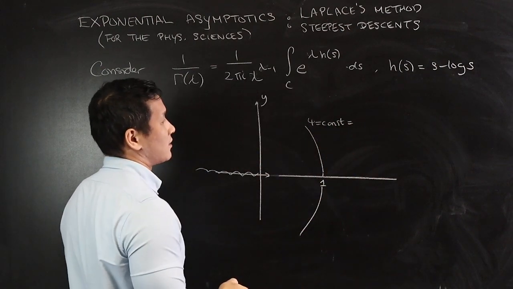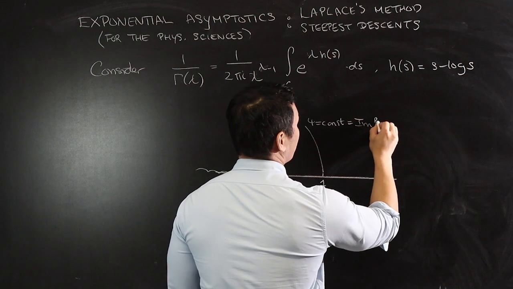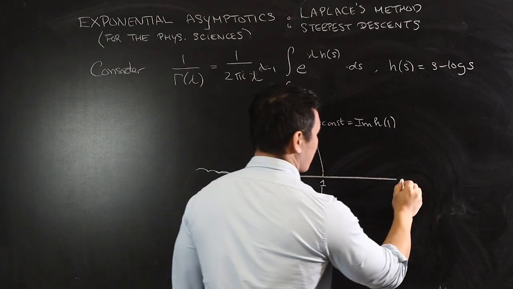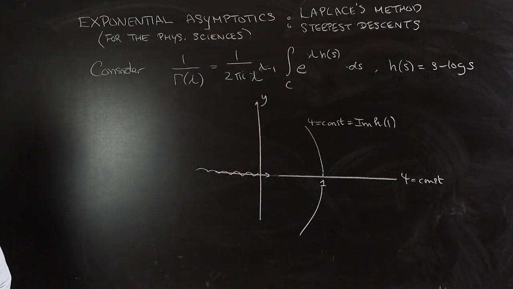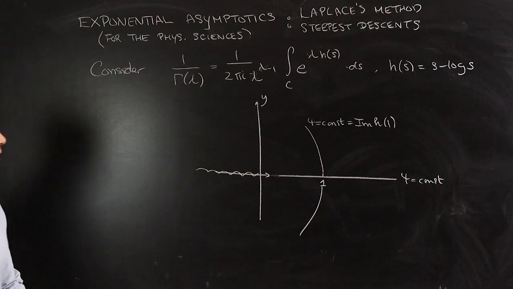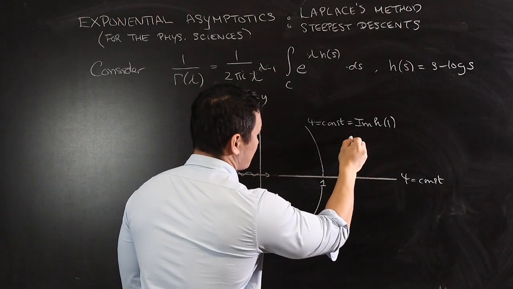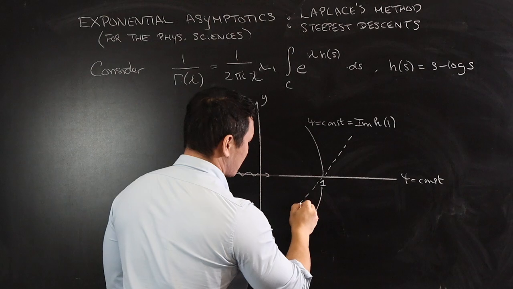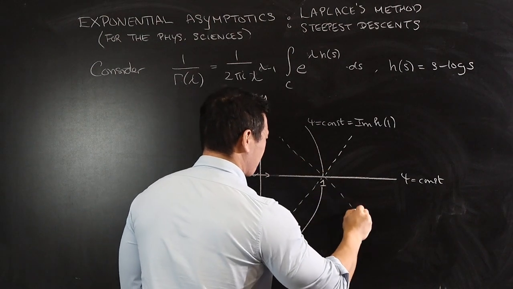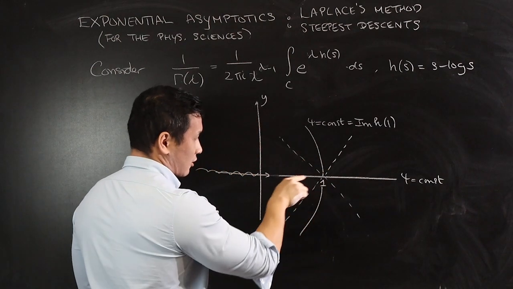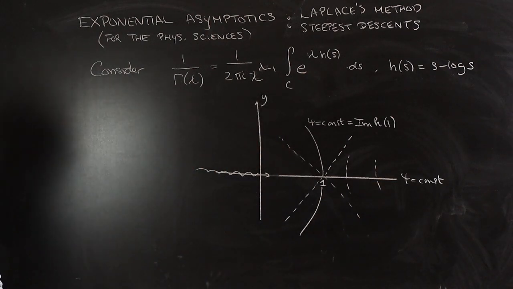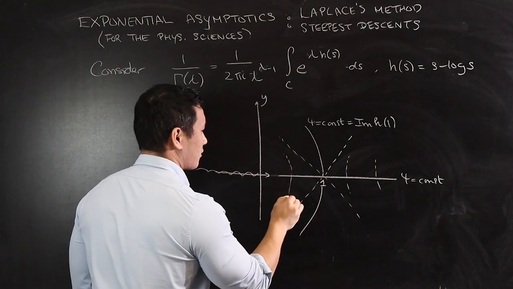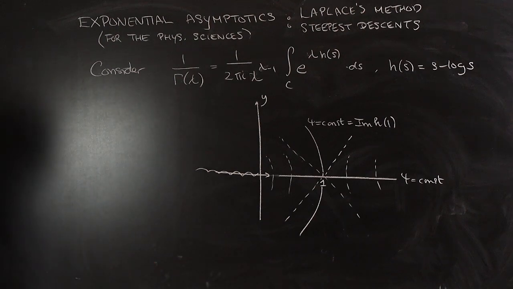And the value of the constant is in fact just the imaginary part of h of 1. And then this is also constant. And in addition to that, you have the real part of phi, which I'll draw in dashed. And away from this critical point, the real part of phi is intersecting the solid contours perpendicularly. That's kind of what it looks like, okay?